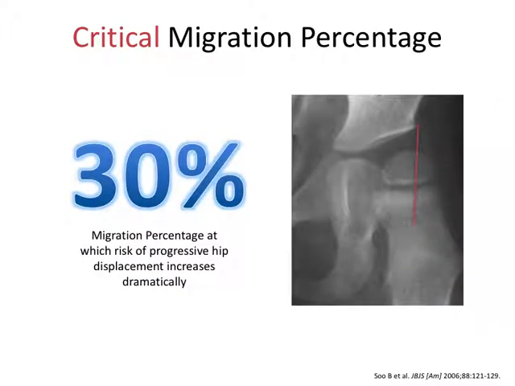So the critical migration percentage is 30%. So a third of the femoral head outside of the acetabulum. And in our third session, I'll go over with you the importance of which landmarks to pick for the acetabulum as well as the femoral head.